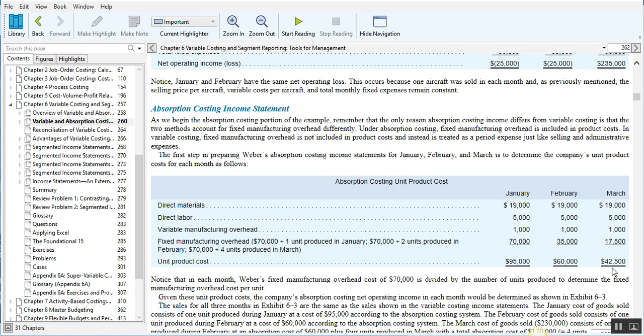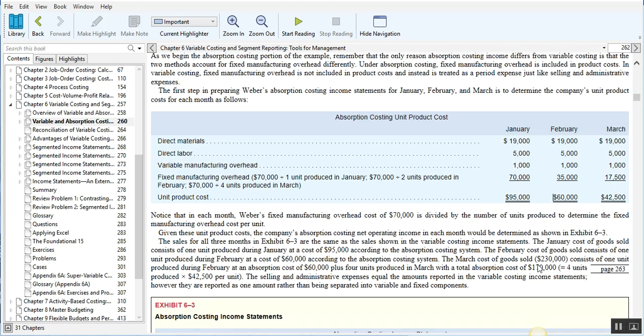Now, the fixed manufacturing overhead in absorption costing, this is a phenomenon of this method. And in the beginning story in the chapter, they talk about why they keep producing product even though they're not necessarily selling it all. This is why, because by using absorption costing, the per unit fixed overhead drops if they continue to manufacture at a higher level.